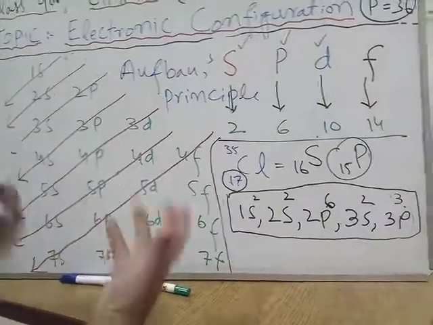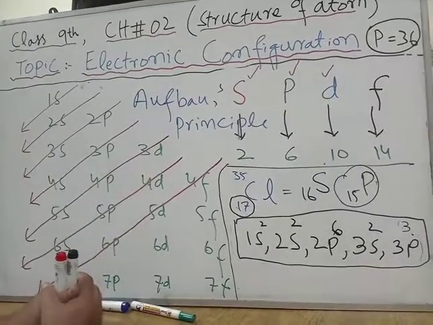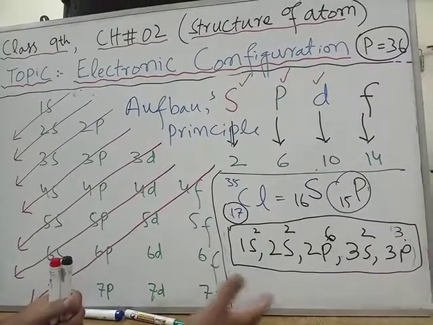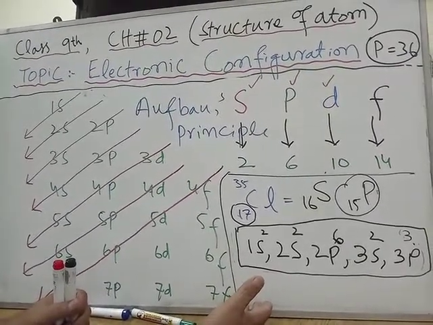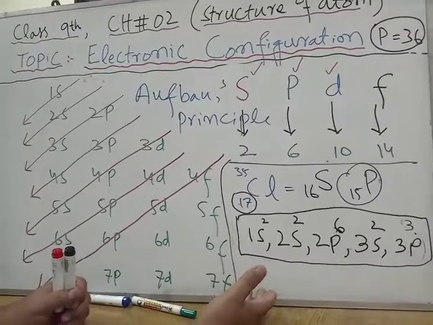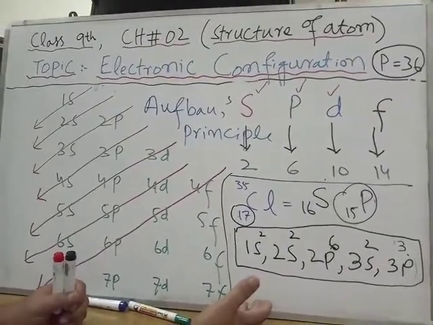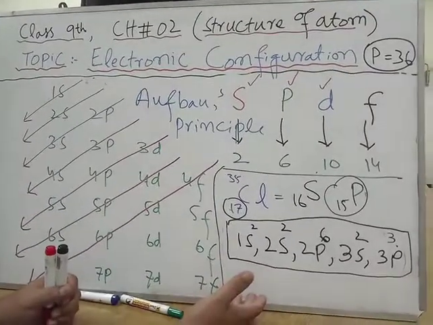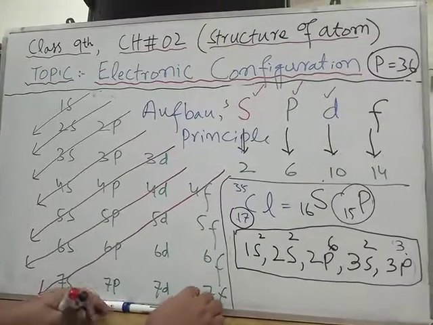This will be very helpful for you in your first year. There are some self-assessment exercises given in your book. So check the atomic number and write the electronic configuration. If you have any query, you can discuss with me. You can call me through WhatsApp.